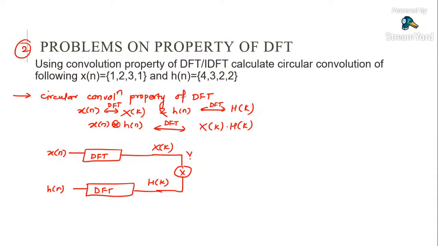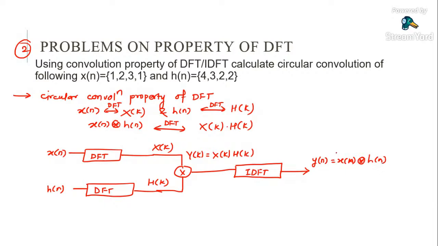You can write it as Y(k) = X(k) multiplied with H(k), and this multiplication is pointwise, one-to-one multiplication. Then after having this multiplication, use IDFT. So you will get the answer y(n) equal to x(n) circular convolution with h(n). So this is nothing but what this property is.